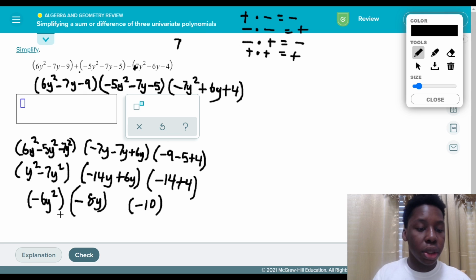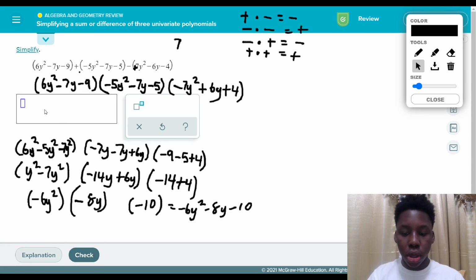So basically all we have to do now is just combine these together. Everything will be equal to minus 6y squared minus 8y minus 10. So let me put that in. Minus 6y squared minus 8y minus 10.